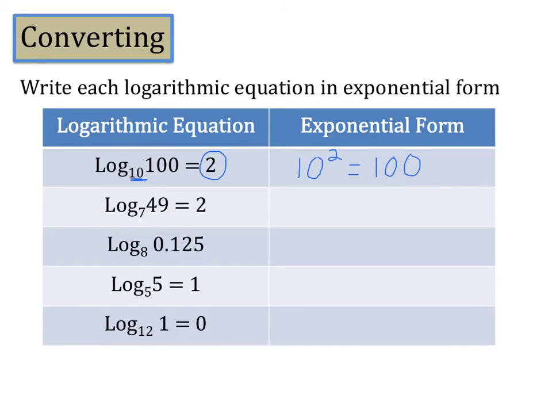For the next one, we have log base 7 of 49 equals 2. So our base here is 7. We're raising 7 to 2. And 7 squared equals 49. So for the next one, we have log base 8 of 0.125. Now, this here is supposed to equal negative 1. So we have our base of 8 raised to negative 1 equals 0.125.